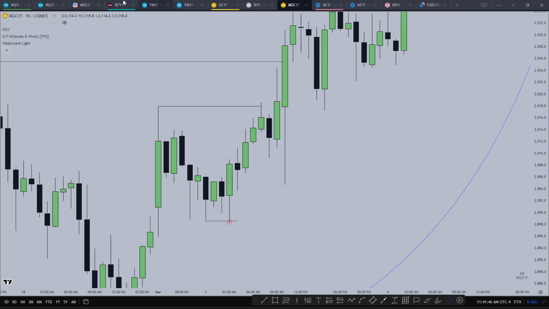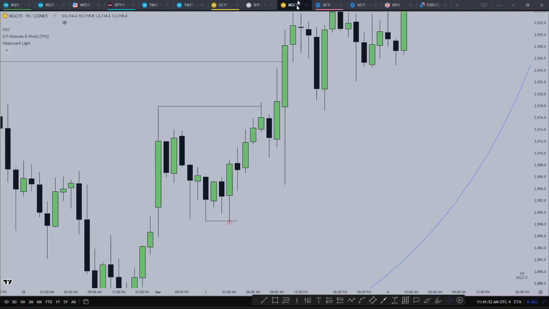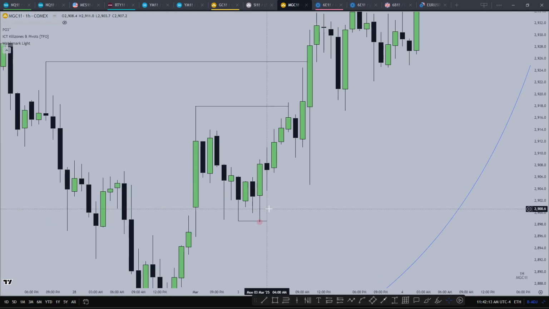Same idea here. Framing high time frame expansions using low time frame MMXM, which is the time frame now. So you wanna frame high time frame expansions from here, right? 5 a.m., 6 a.m., how would you frame that? 7 a.m., key level, M3, M5, M15 MMXM. This is basically my model. In short, I just aligned two or three more things.